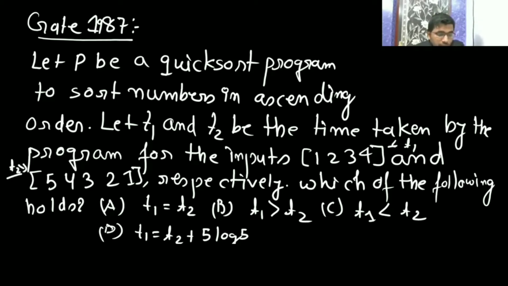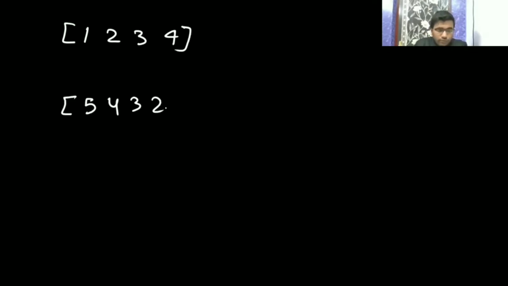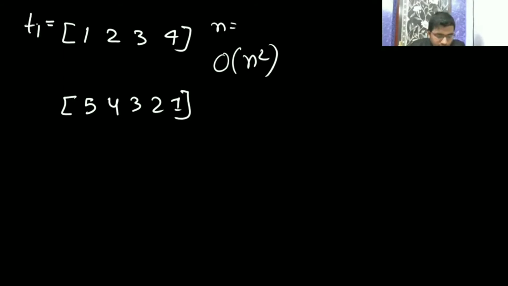Now see, you know that whenever you have elements like 1 2 3 4 and another like 5 4 3 2 1, that is, the elements are either in ascending order or in descending order, it is going to be the worst case time complexity, which is big O of n square.